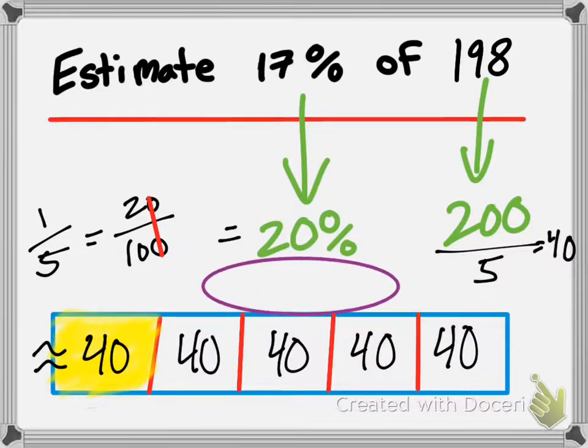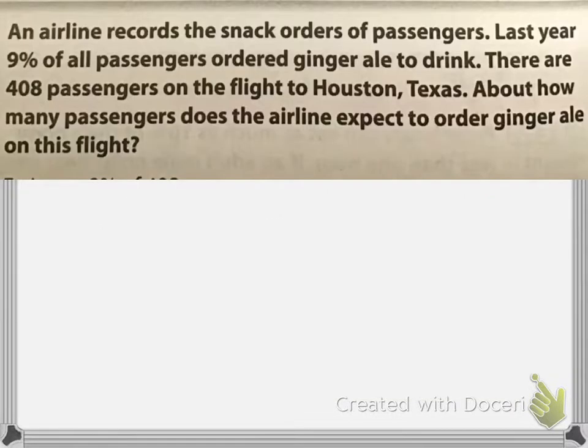Remember, our specific answer, if I found 17% of 198, remember we rounded down for both of them, so our answer will be lower. Our real answer is 33.66 or 33 66/100. Again, really close numbers, relatively close numbers.